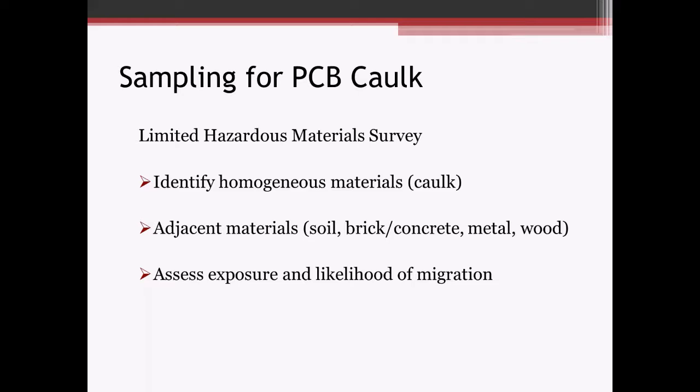It's got PCB in it. So once you're above that 50, it doesn't really matter what your concentration is. It's above 50. So identify those. Are you sampling adjacent materials? Whether or not you decide to do that, identify the process there, and then assess the exposure and likelihood of migration if you're pursuing a full-on mitigation of the area.